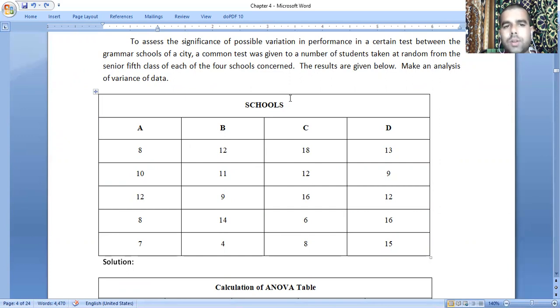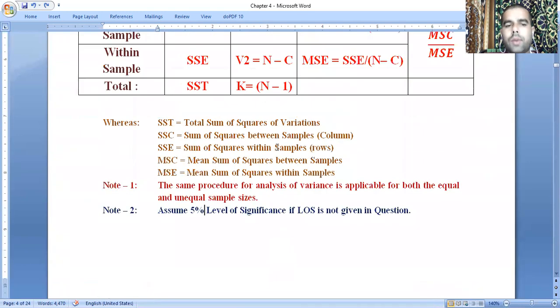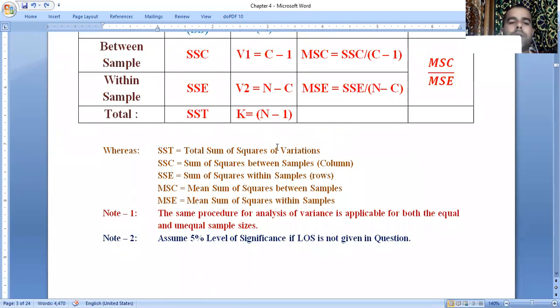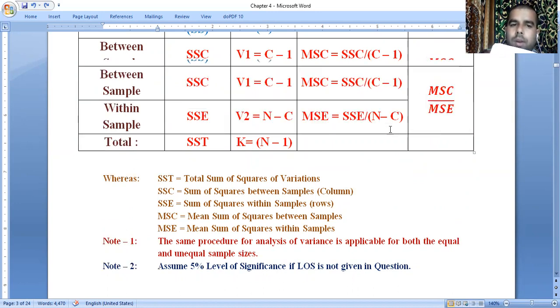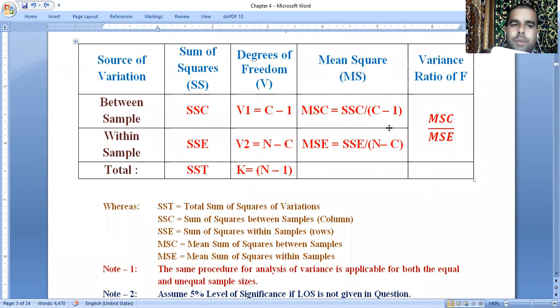In this case, you have to assume that it is a 5% LOS only. In the 5% Fisher's table, again I am showing these values. You go for the 5% only; ignore 1%, accept the 5% here. From these MSC and MSE values, you will get some value, which we call F, equal to variance between the samples divided by variance within the sample.